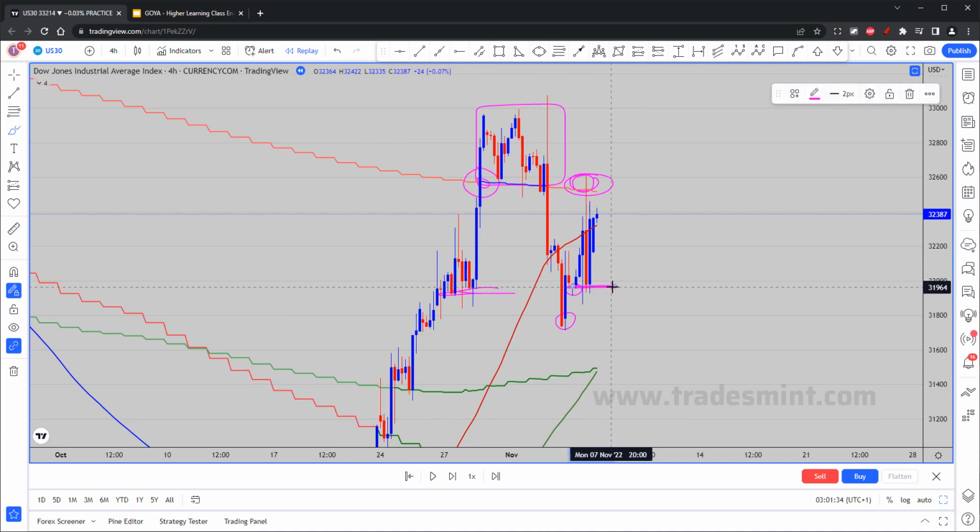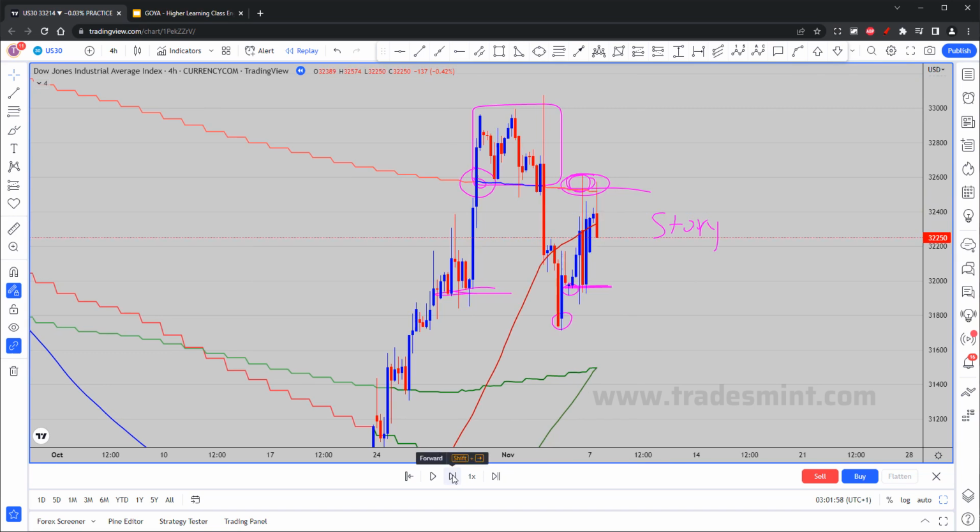We did not make a lower low. Something is wrong. Something is fishy. The storyline of the price action, basically, is that the institutions, the big boys, don't want the price to go lower. So now the obstacle on the upside would be this level, same level as before, 32,500, 32,600. Okay, so let's see what happens.